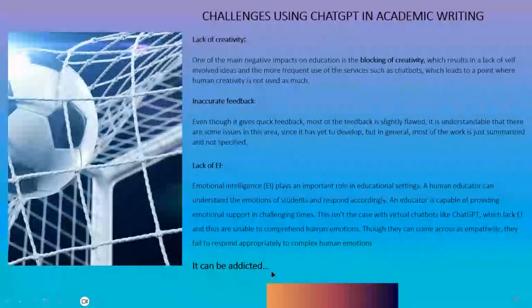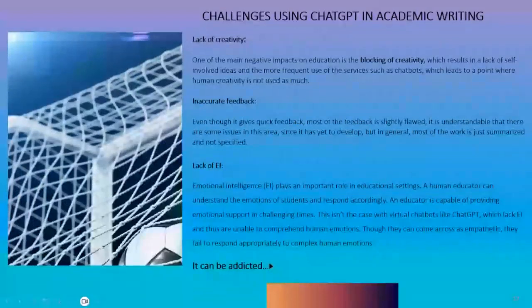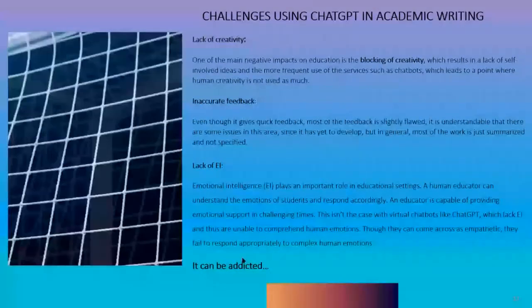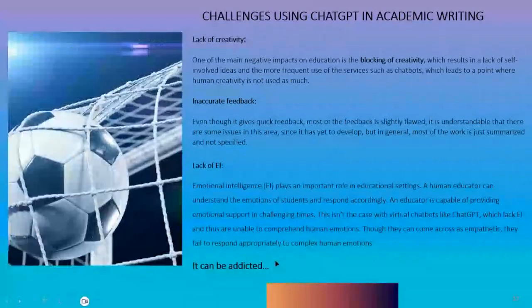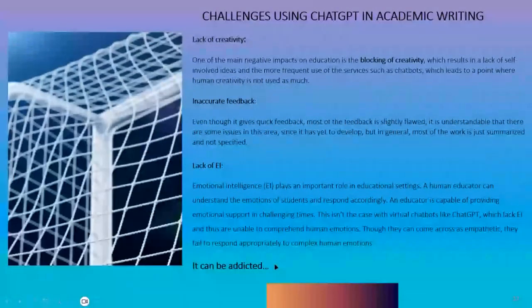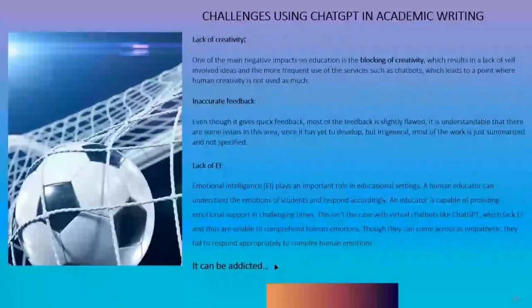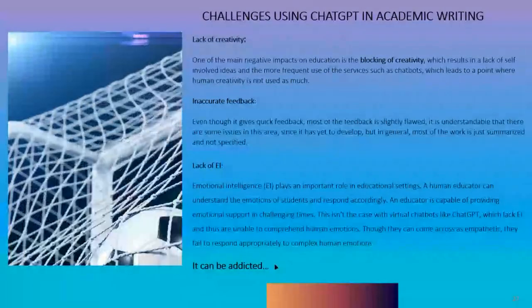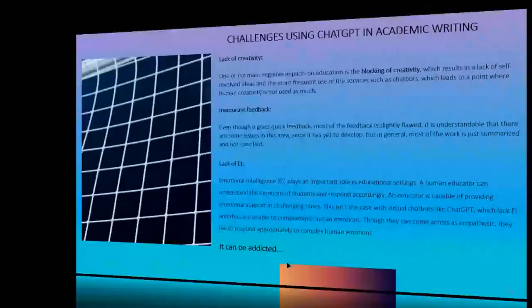And the last thing is actually, this is more convincing. It can be addictive. Once students start relying on it, they somehow find it easy, the easy way. That's just what we saw in the video, right?